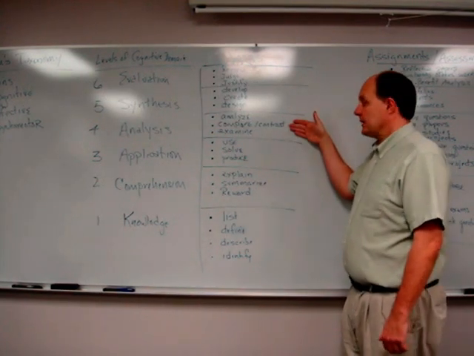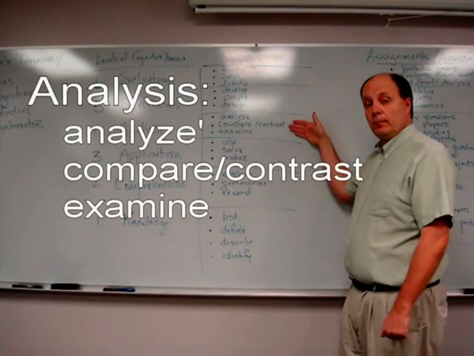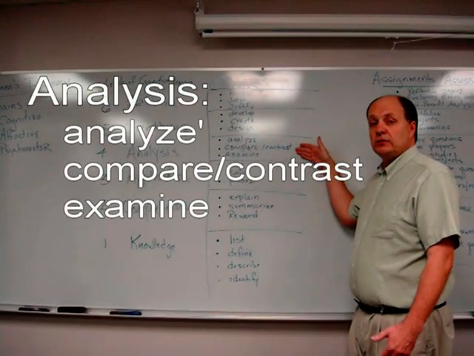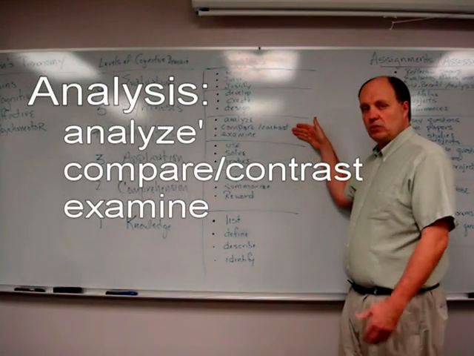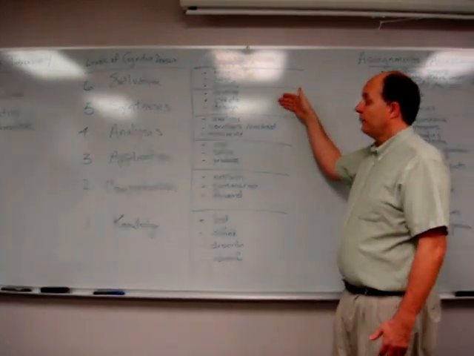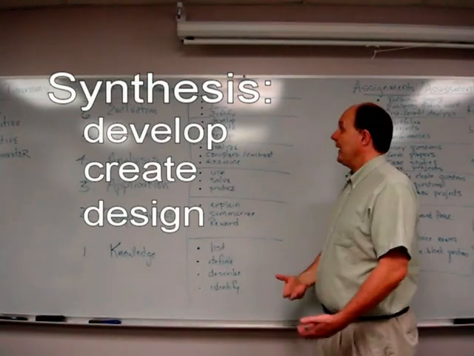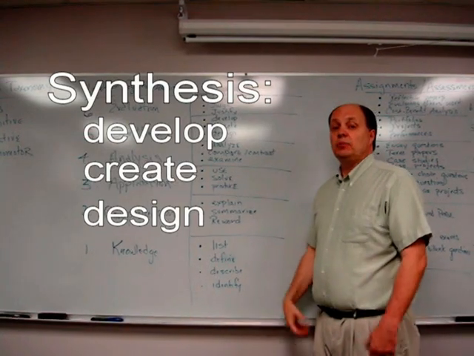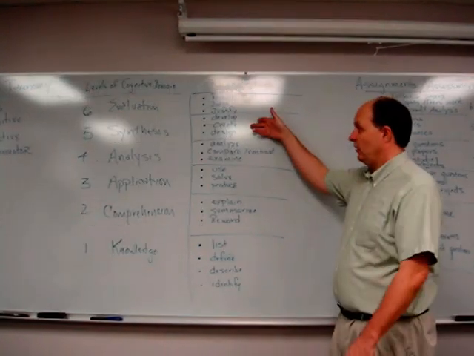In analysis, here you might see the student to analyze, to compare and contrast, to examine. So at this point we are now getting to the higher order level of thinking, and so more is expected from the students at these levels. Number 5, synthesis. Now we're asking them to produce, create, develop, design something. We're asking them to contribute an original piece of work or a contribution to the field.